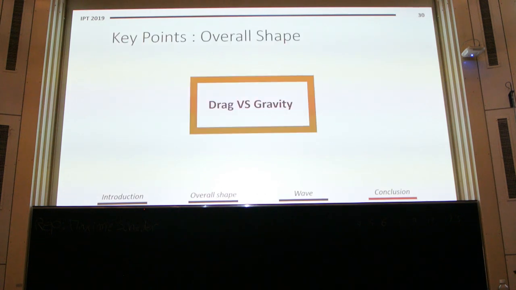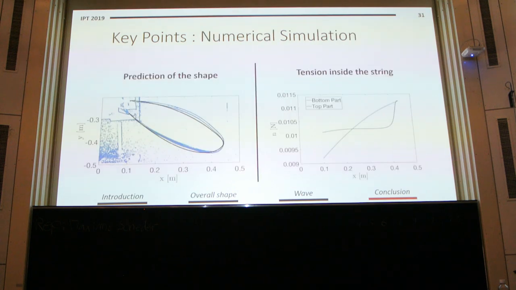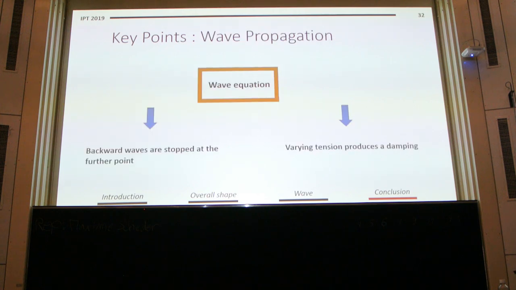All right, so for the key points we observed, we have seen that there is an equilibrium between drag force and gravity, so the equality of momentum force. We have done predictions thanks to numerical simulation that worked quite well, and we have even found the tension inside the string. And we have derived a wave equation that showed us that backward waves stop at the furthest point, and that we had some damping effect.